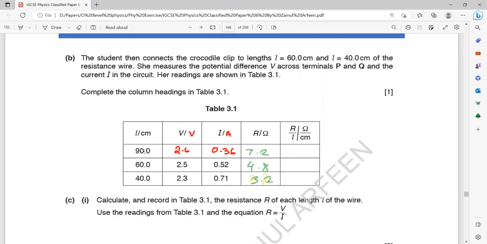Then the last column you have to do R by L, means resistance divided by length. So you have the resistance 7.2 divided by 90, 4.8 divided by 60, 3.2 divided by 40, and complete the last column. So 7.2 divided by 90, 4.8 divided by 60, and the last value 3.2 divided by 40. 0.01, 0.08.